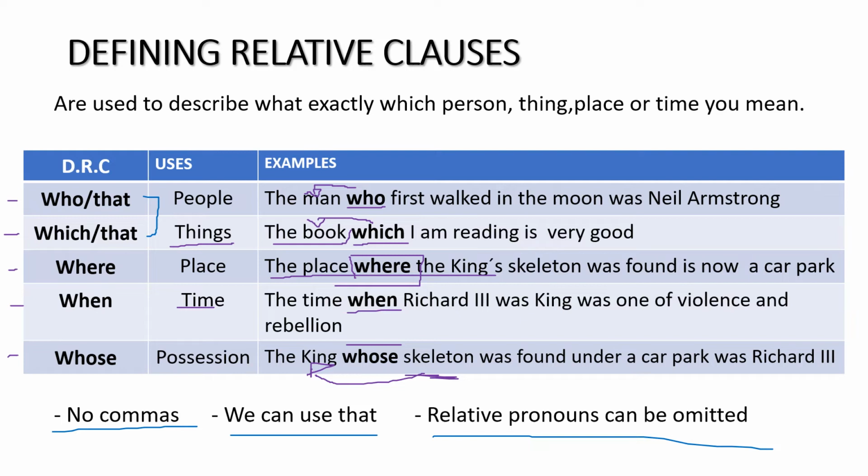For example, if I say the second example here, "The book which I am reading is very good." If I say "The book I am reading is very good," we understand the meaning of the sentence. Okay? So it doesn't affect the meaning. We can omit sometimes, in these cases, defining relative clauses.